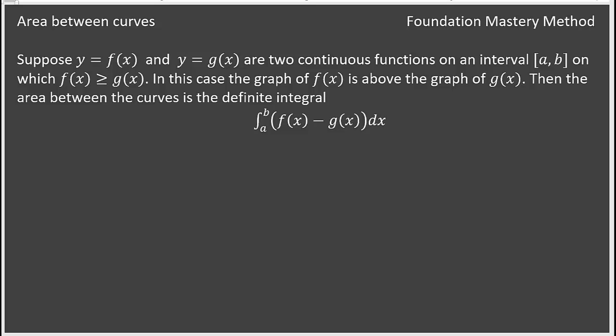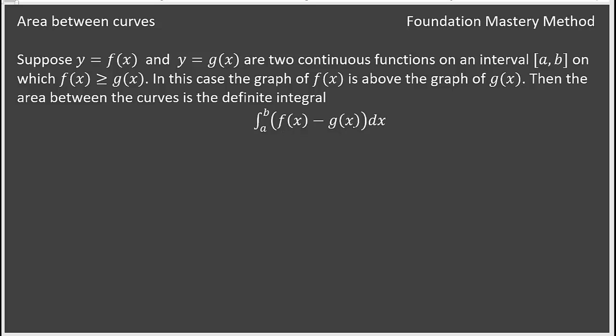Area between curves. Suppose we are given two functions y equals f of x and y equals g of x, and they are continuous on the interval a to b. The graph of f of x is above the graph of g of x. Now the area between these two curves and the interval ab will be defined by the definite integral a to b. First we write f of x minus g of x.